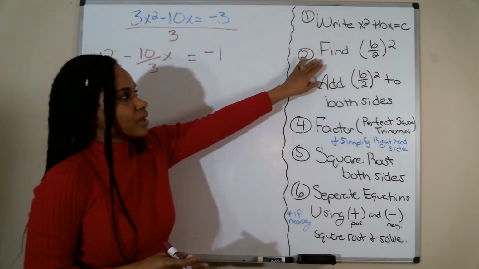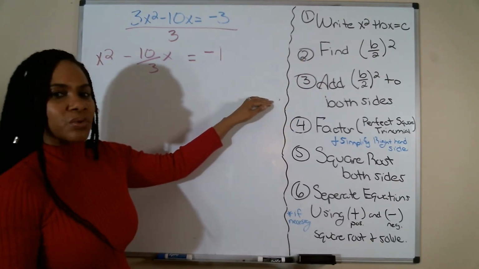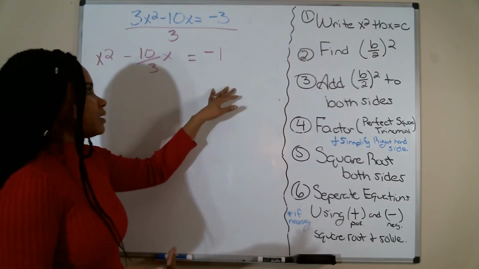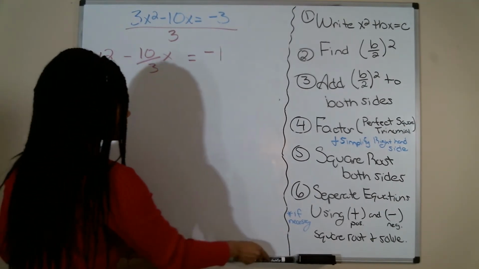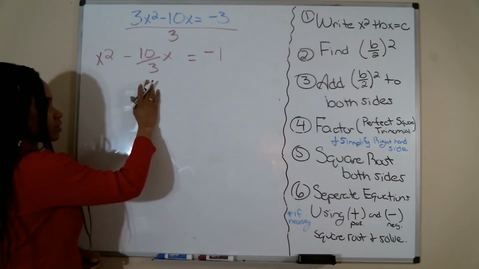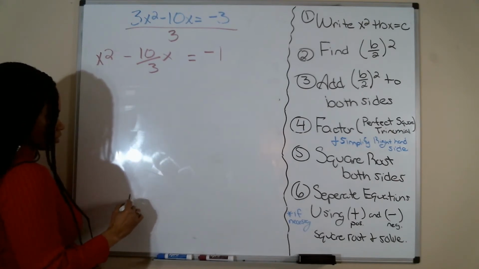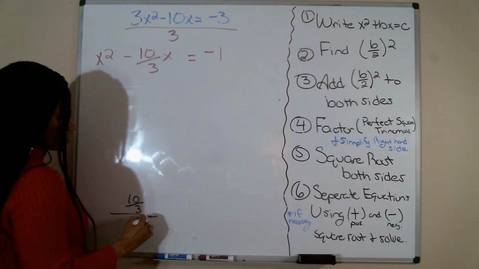Step 2, find b over 2 squared. I don't want to put it here because I want to keep my work neat. So I'm going to actually find b over 2 at the bottom here. B over 2 squared. So my b is 10 over 3, right? And I want to divide that by 2. So that's going to look kind of weird. 10 divided by 3, all divided by 2, all right?